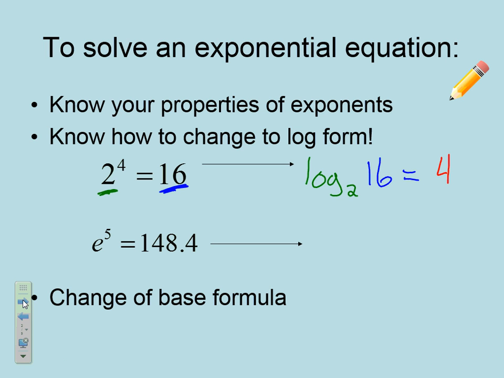It's also very, very important that we know how to change e. So when I have e to the 5th equals 148.4, e is going to turn into ln, okay? And that's my base number. The number that comes next is going to be 148.4. And that's going to equal my exponent, which is 5.